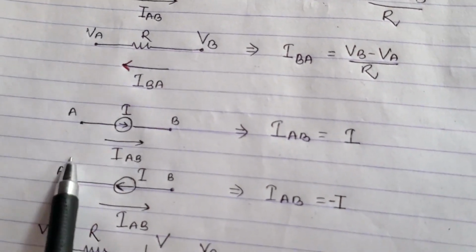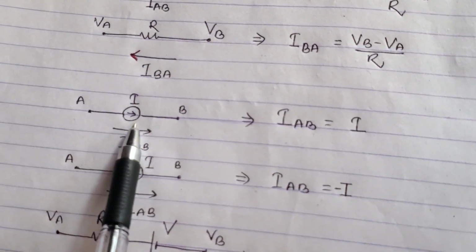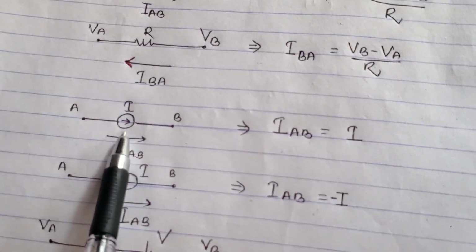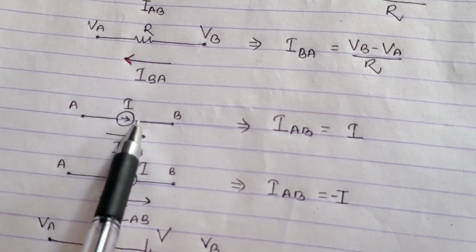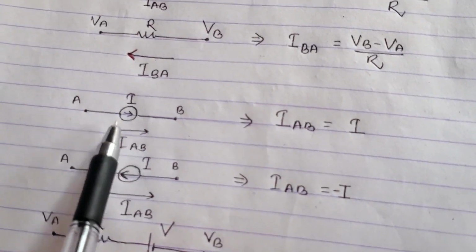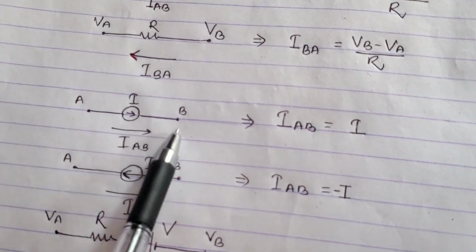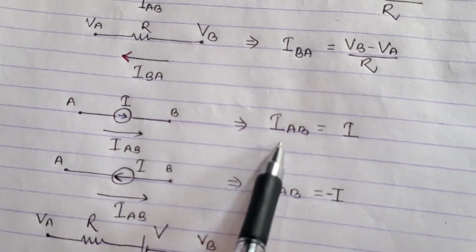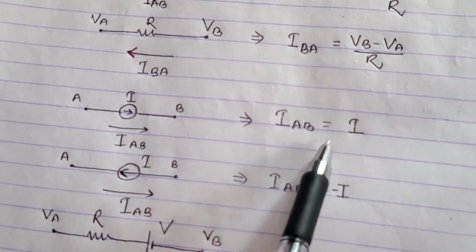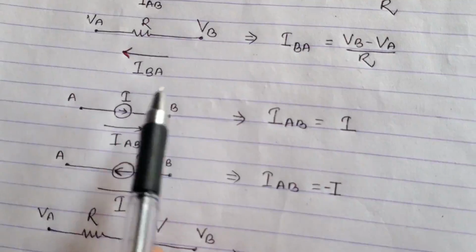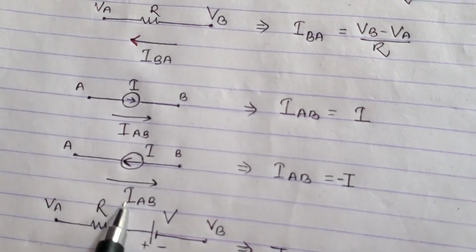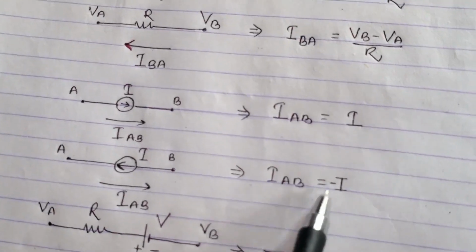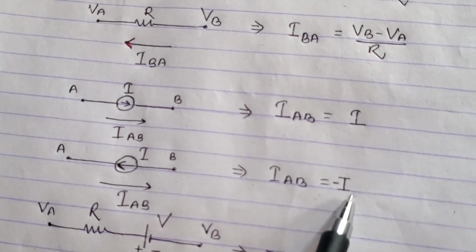Similarly, if you are provided a branch with a single current source, and you have assumed the direction the same as the current source, for example A to B, then your current will be IAB equals the current source value I. If you assume the direction in the opposite direction, you will have minus I.